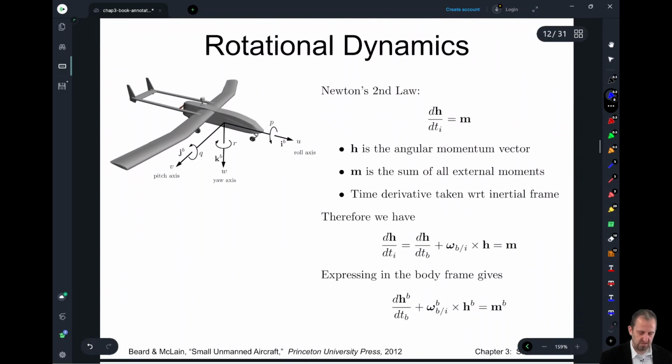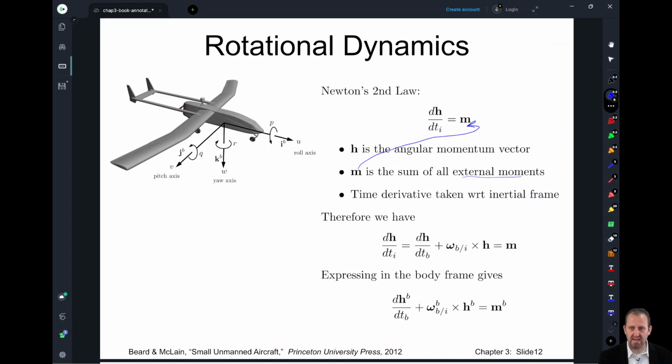Now let's jump into the rotational. Again, we're going to use Newton's second law, where h is our angular momentum vector. We'll jump into that a little bit more. The time derivative of our angular momentum is just equal to the sum of the moments. So we have our external moments. That's what this guy is. Not to be confused with mass or any of our other variables m. It's usually pretty clear by context. And in this case, we have a bold m.